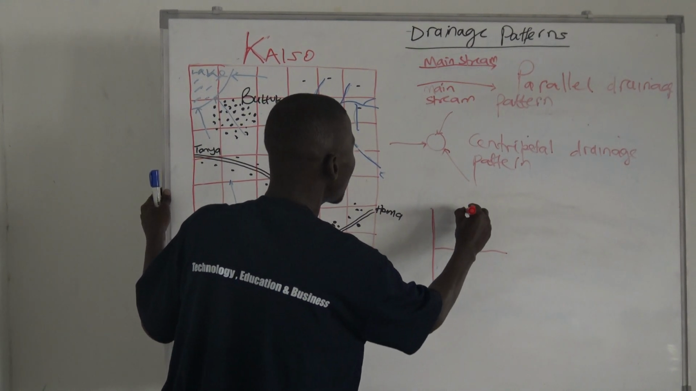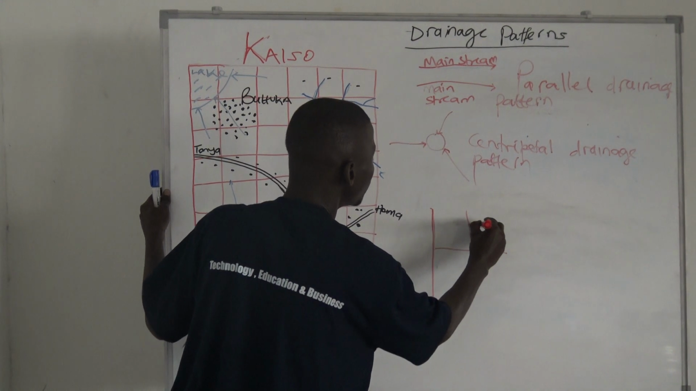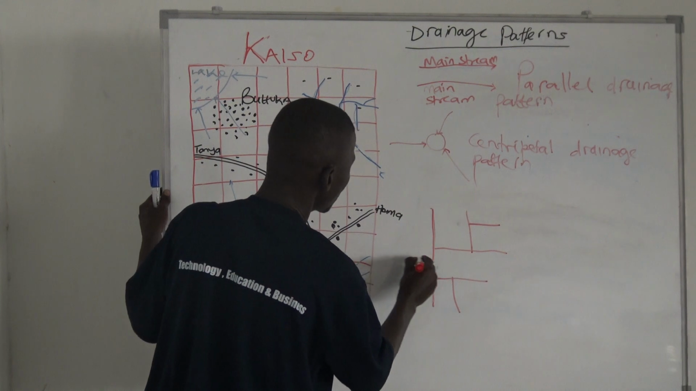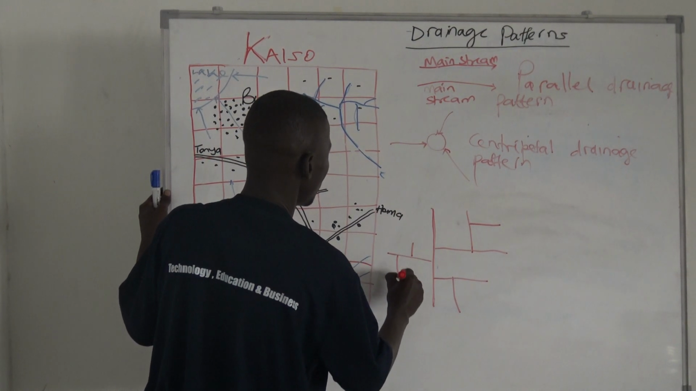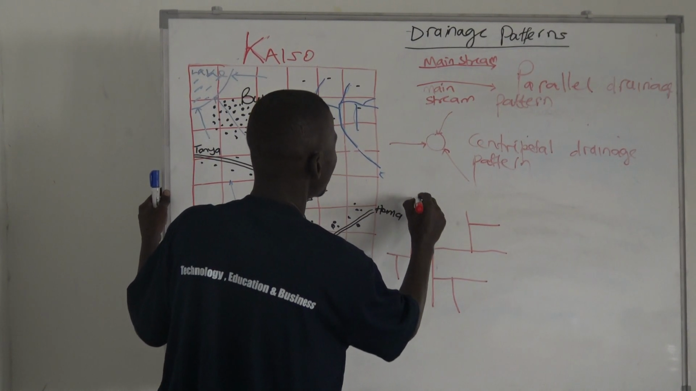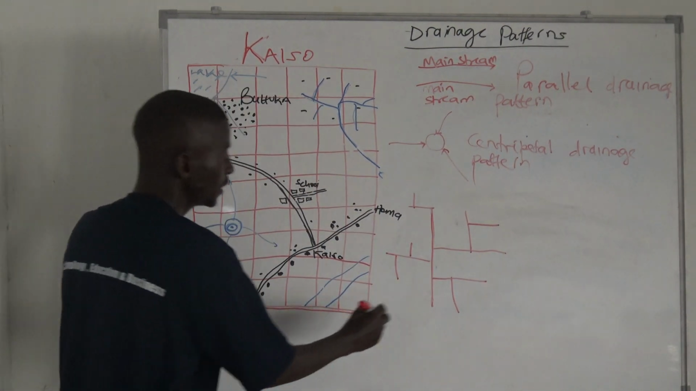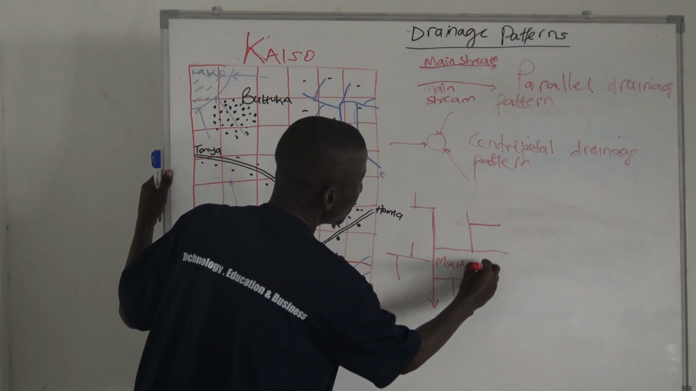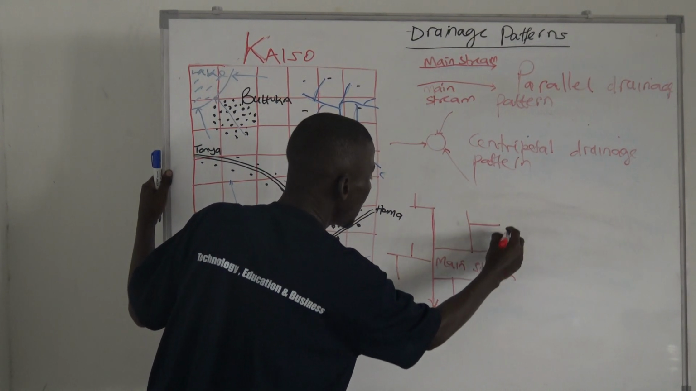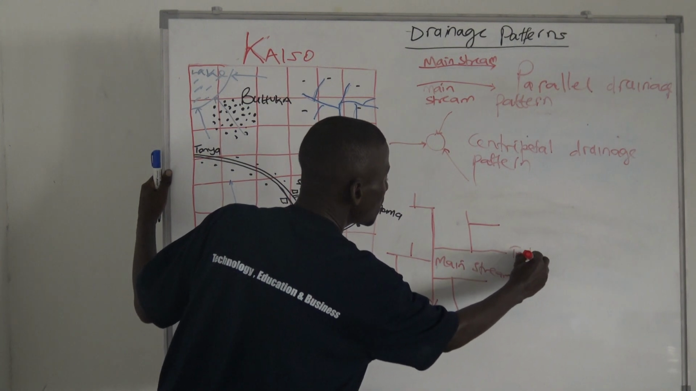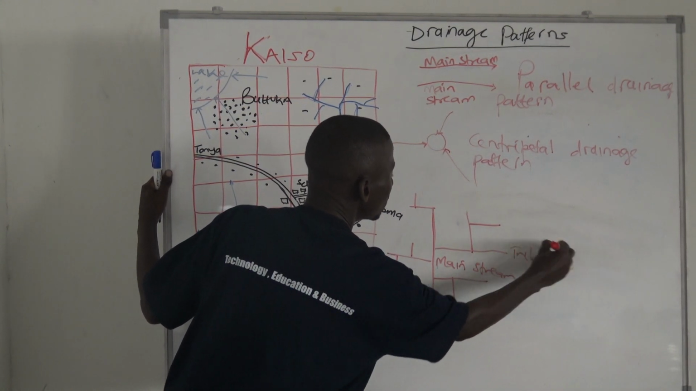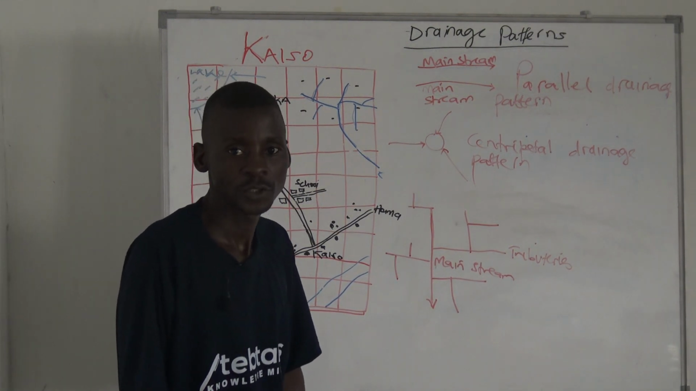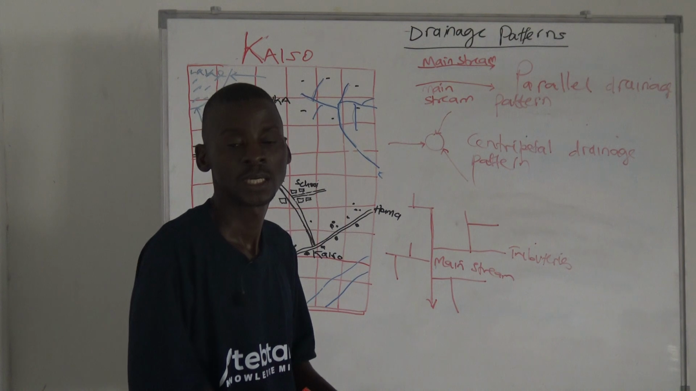Here rivers join the main stream at right angles. This is our main stream. These are tributaries. So tributaries and distributaries join the main stream at right angles.